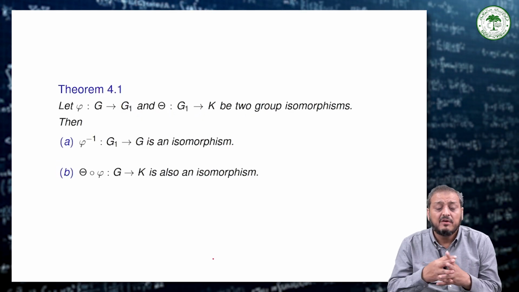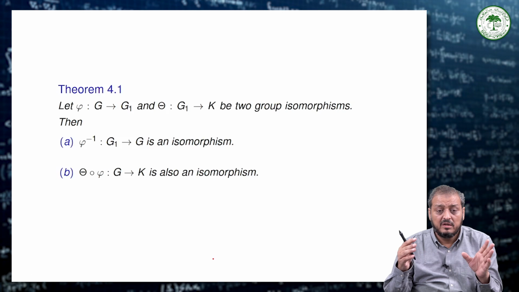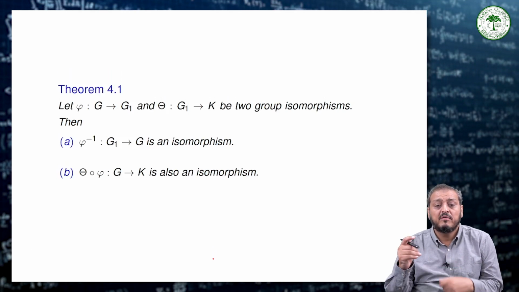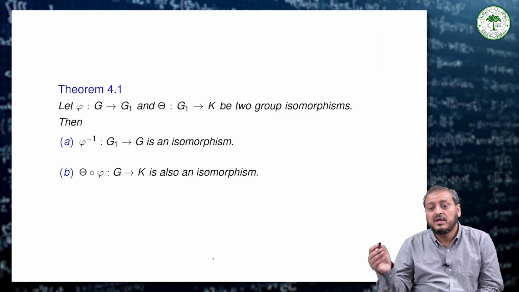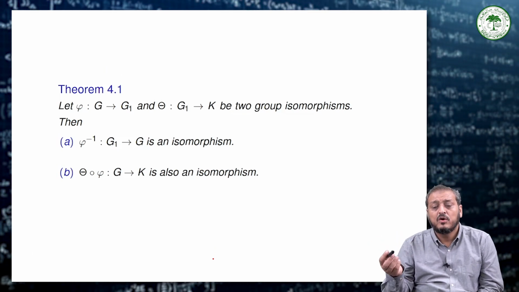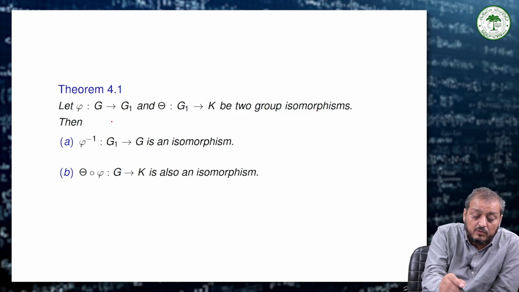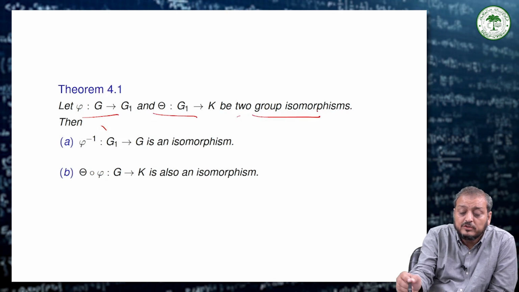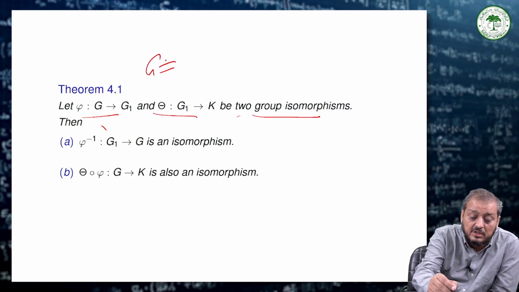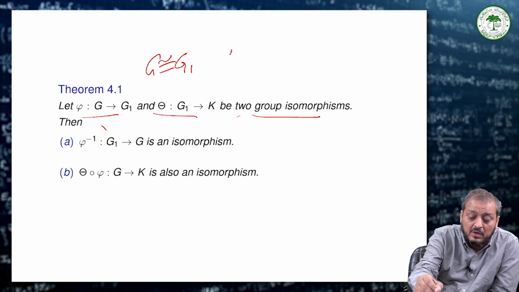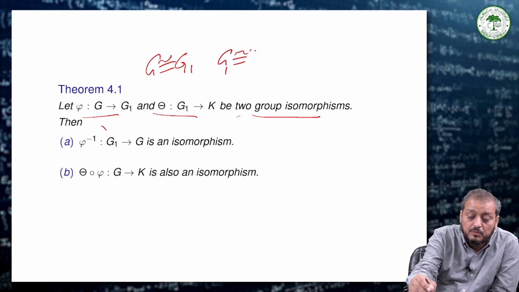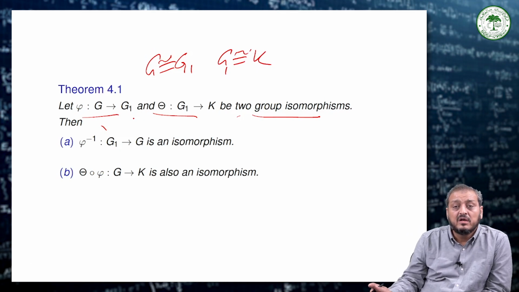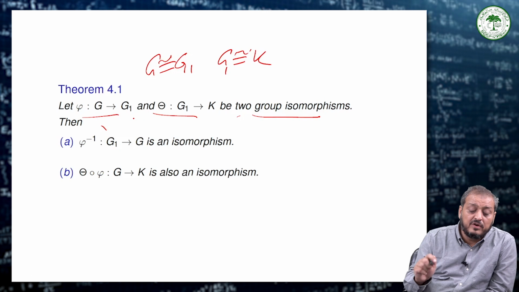Okay, now we move to prove some properties of isomorphism. First, we take phi from G to G1 and theta from G1 to K, two group homomorphisms, where G, G1 and K are three different groups. So, theta and phi are two group isomorphisms, meaning G is isomorphic to G1 and G1 is isomorphic to K.